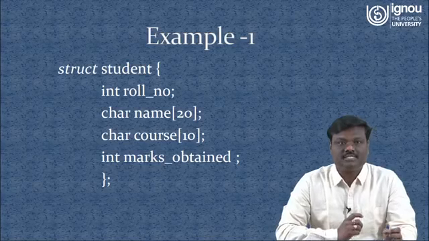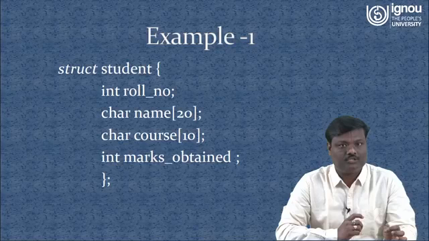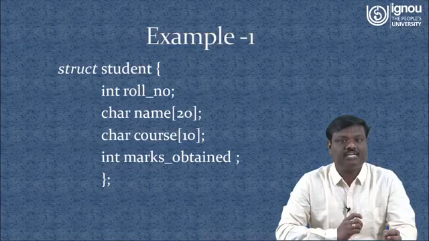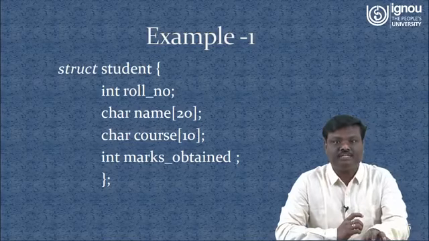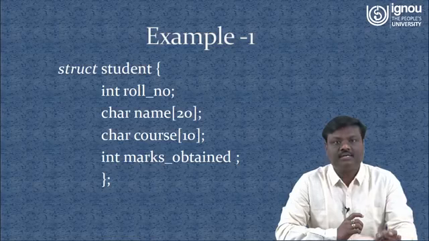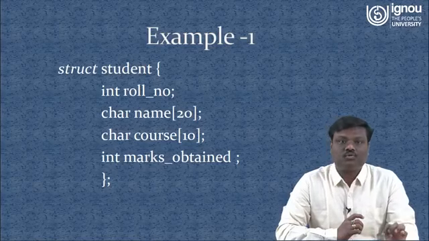Here struct is the keyword we have used, student is the structure tag, then integer roll number, then name is a character array. We have given the size as 20, then character course with size 10, this is also a character array, then integer marks obtained, then close it with the curly brace, semicolon.